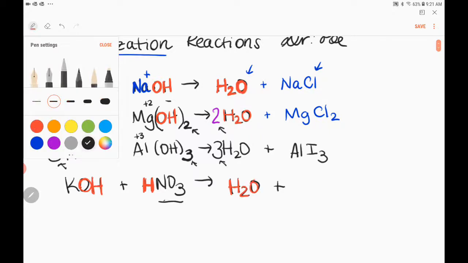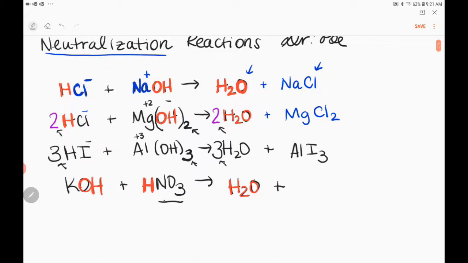And then our second is always going to be the salt, and we're going to consider the charges. NO3 is a charge of -1, K is a charge of +1. So it's going to be, we always write cation first, KNO3. And that's the salt, and we would name this potassium nitrate.